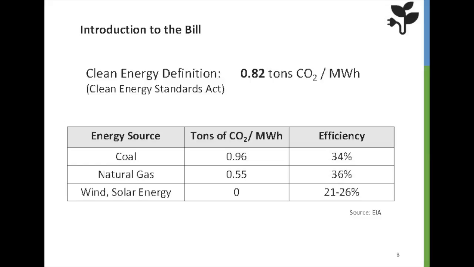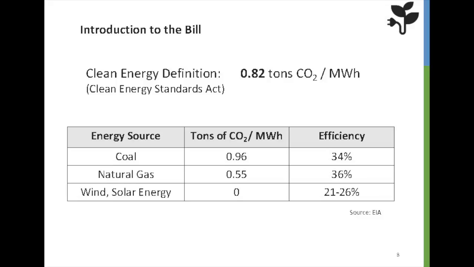Aside from being distributed and integrated, our bill aims to encourage clean energy production. Now, clean is defined by another legislation called the Clean Energy Standards Act of 2012. And this defines clean energy as fuels that produce fewer than 0.82 tons of carbon dioxide per megawatt hour. We can see that coal does not fit this definition, while natural gas does and wind and solar energy do. This is important in terms of the political context of our bill as well.